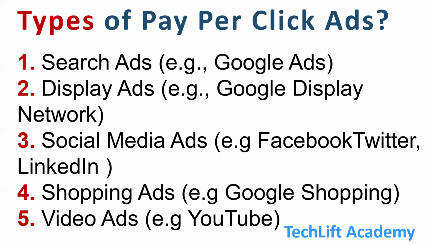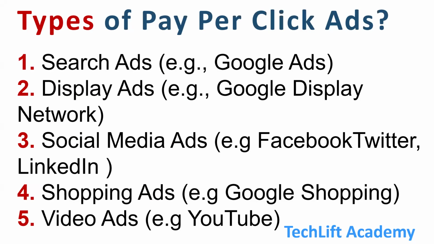So pay-per-click adverts are in different forms. We have what we call the search engine or the search ads. This is where someone is trying to search for something, so we are able to see Google ads. And then we have what we call display ads. These you can run through the Google Display Network.